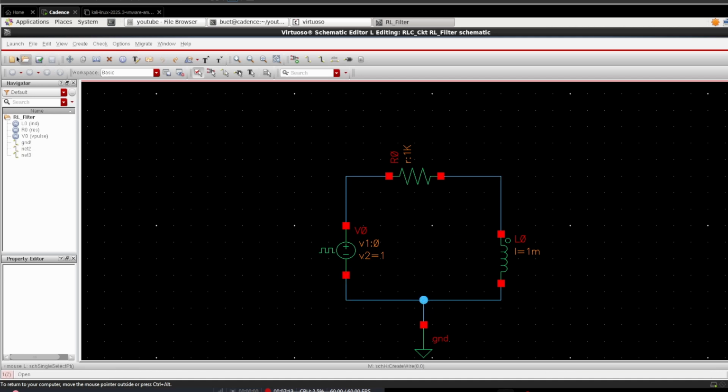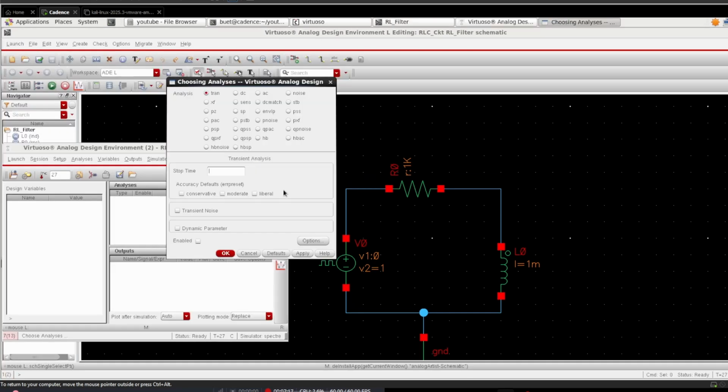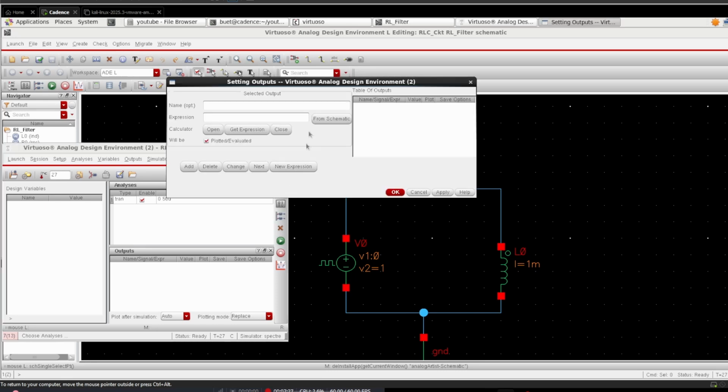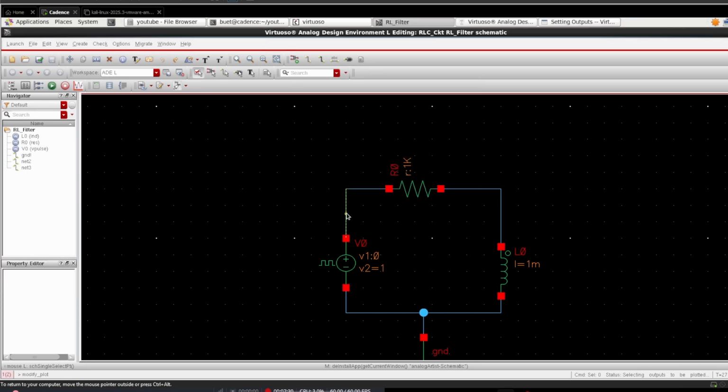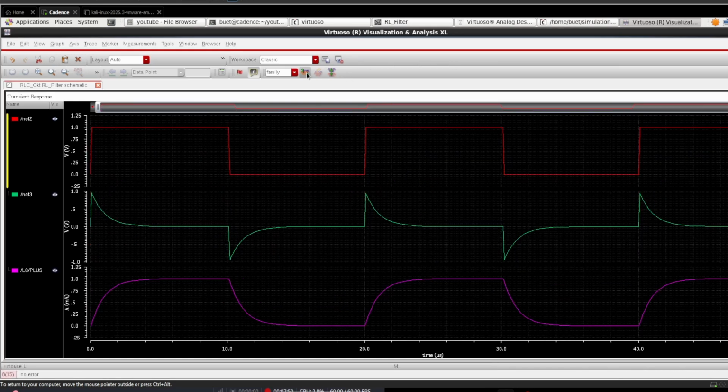Click check and save, launch ADE, choose analysis as transient analysis, and fix the stop time as 50 microsecond. Click OK and choose the input node, output node, and the red dot here to find your current across the inductor. Press OK, run your analysis, separate your graph.